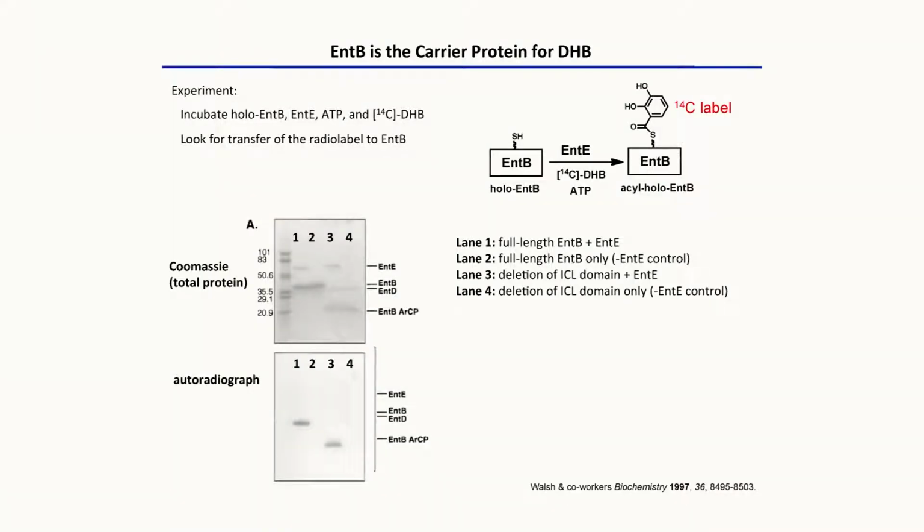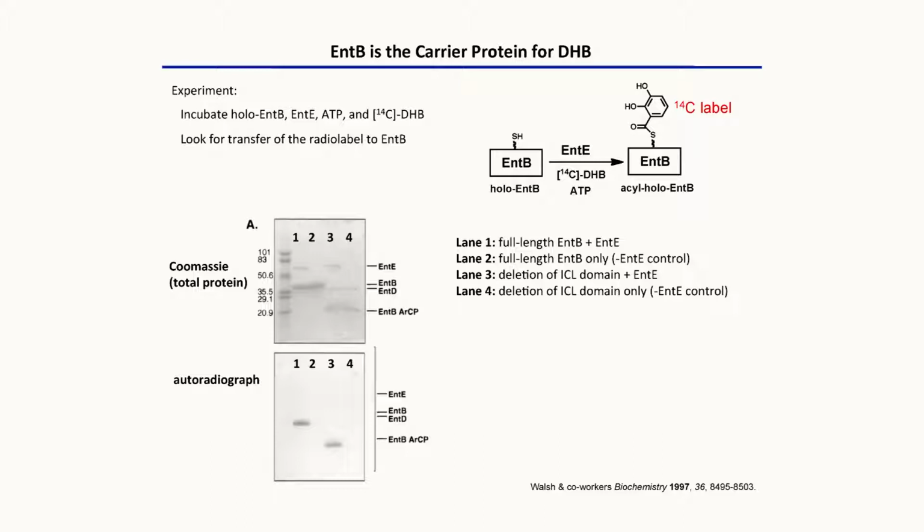So now what? We've gotten here via the action of NB. Can we get attachment of the monomer, right? And so our hypothesis is that NE, which we saw activates DHB to form the adenylate, will also transfer this moiety to NB. Okay, so in this case, what was done? Again, we're looking at use of a radio label. In this case, the radio label is on the DHB moiety.